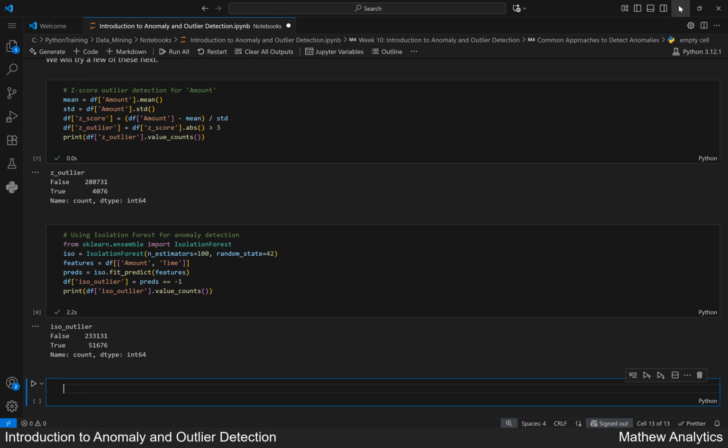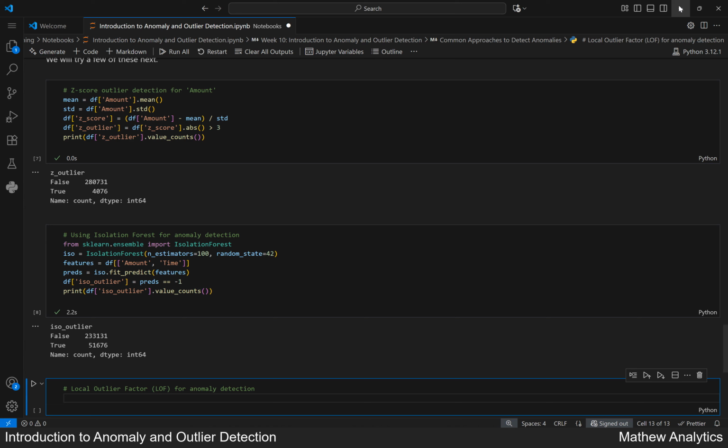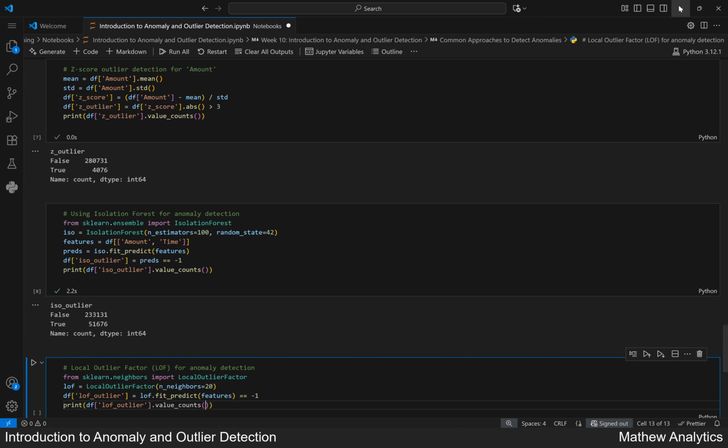Now we will test the local outlier factor, which compares each point to its neighbors. This comment describes that we are using local outlier factor for detecting anomalies. We import the local outlier factor class from the Sklearn library. We create a local outlier factor model with 20 neighbors for detection. We fit the model on the feature data and mark rows predicted as outliers in the data frame. We print the counts of outlier and non-outlier labels detected by LOF.